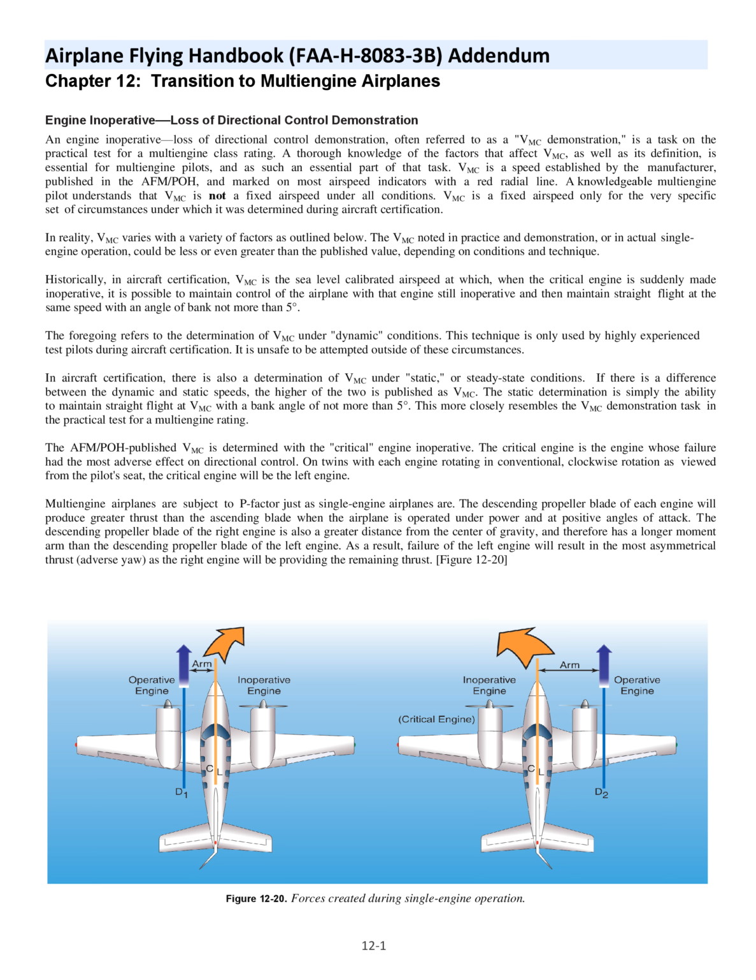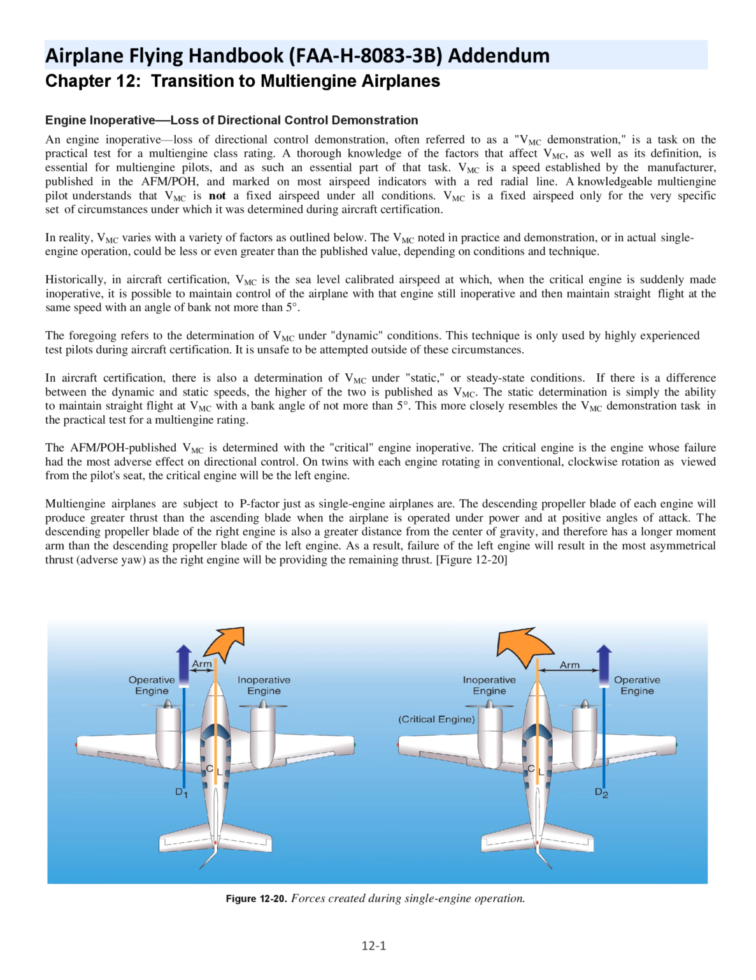In aircraft certification, there is also a determination of VMC under static, or steady-state, conditions. If there is a difference between the dynamic and static speeds, the higher of the two is published as VMC. The static determination is simply the ability to maintain straight flight at VMC with a bank angle of not more than 5 degrees. This more closely resembles the VMC demonstration task in the practical test for a multi-engine rating. The AFM/POH published VMC is determined with the critical engine inoperative.